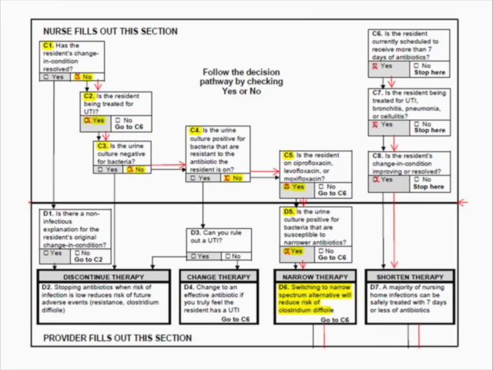section. D5 asks if the urine culture is positive for bacteria that are susceptible to narrow antibiotics. For our example, we answer yes, it is susceptible to narrow-spectrum antibiotics. It is only resistant to Macrobid. Following the arrows after answering yes to D5 takes us to narrow therapy, D6. Switching to a narrow-spectrum alternative will reduce the risk of Clostridium difficile.